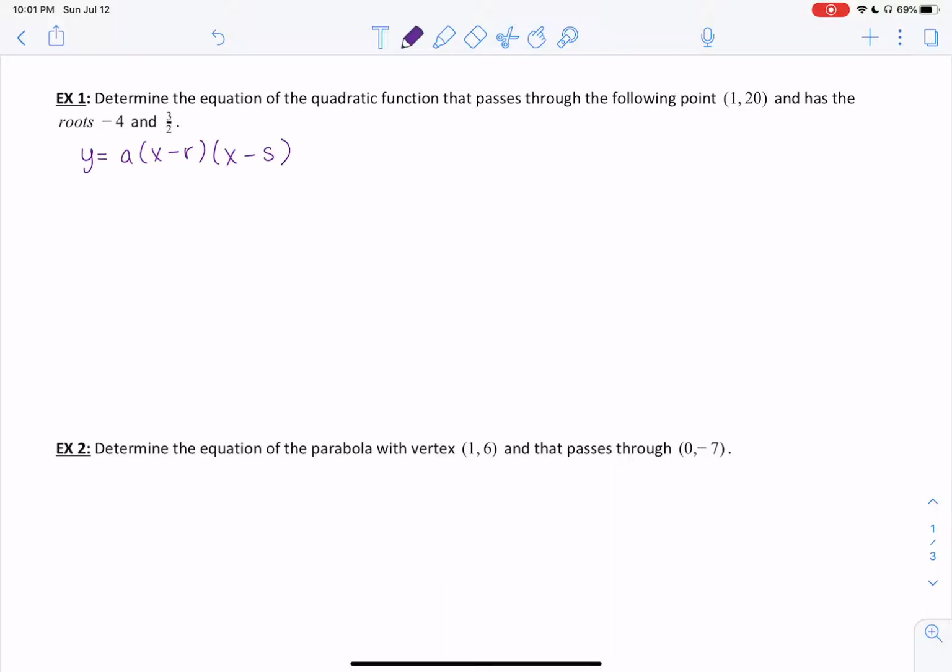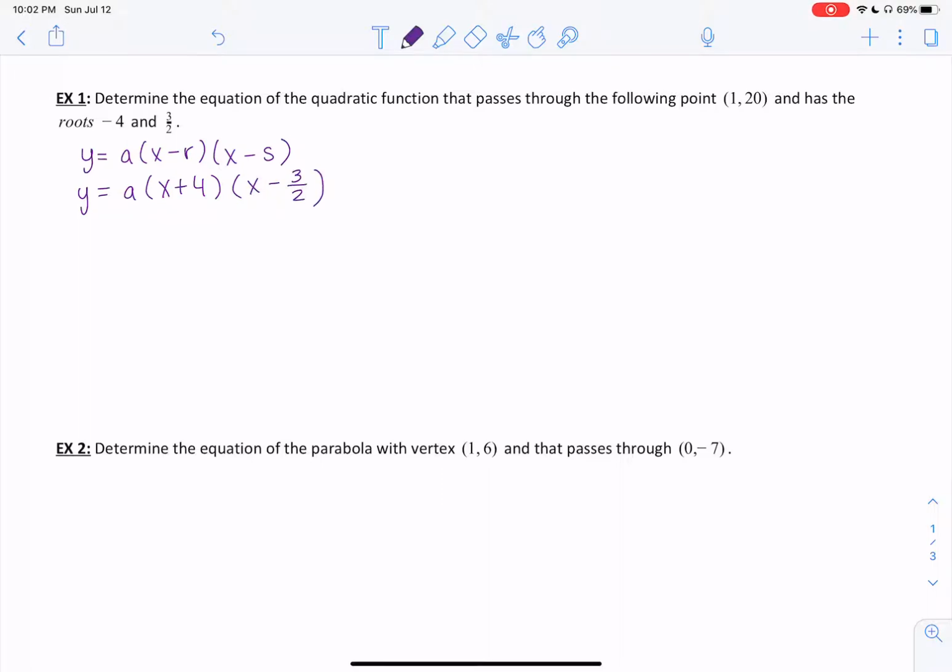So because we're given that -4 and 3 over 2 are our roots, that means that we can fill them in here. And remember, we switched the sign. So it was -4 in the equation. It goes in as +4. And over here, it was 3 over 2, but it goes in as -3 over 2.